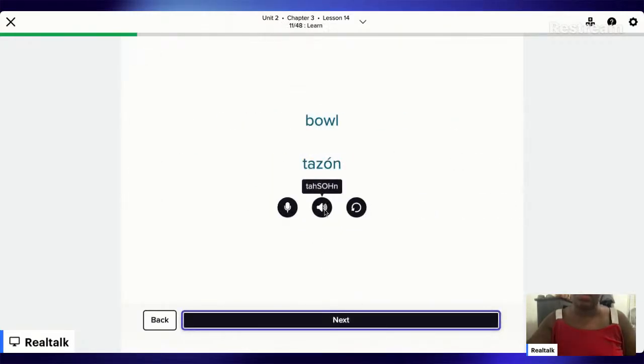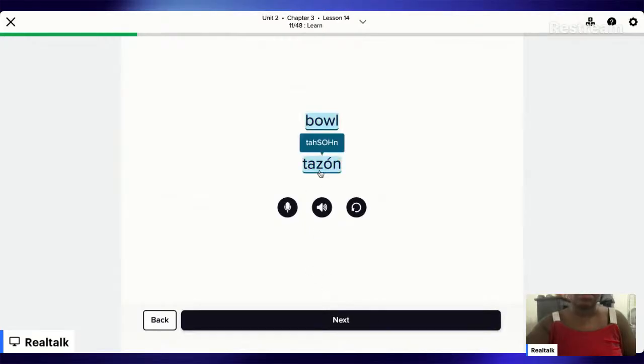Listen carefully. Tazón means bowl. Let's hear that one more time. Tazón. Zeta always throws me off, y'all. Is it an S? Is it a Z? Is it a Th? Tazón. Here it's an S.